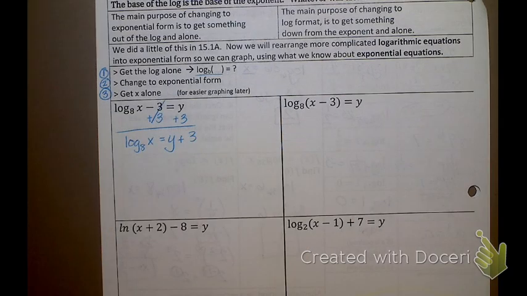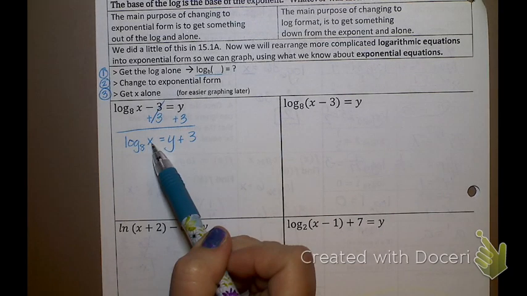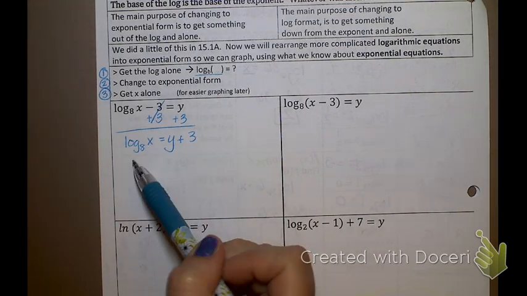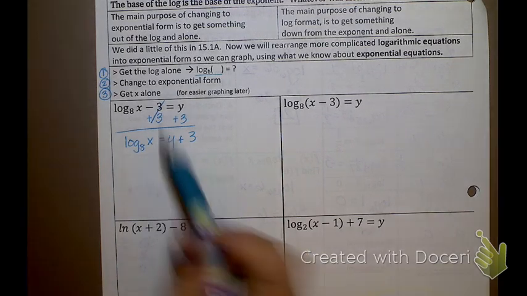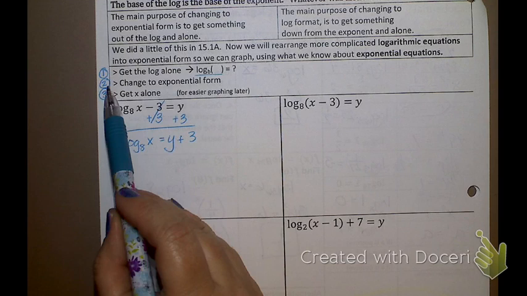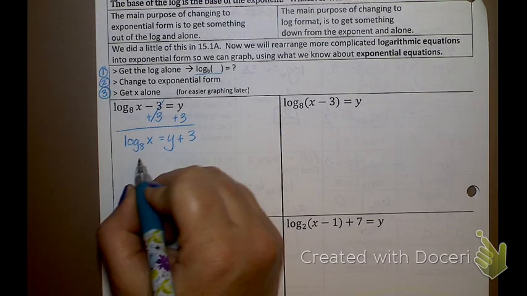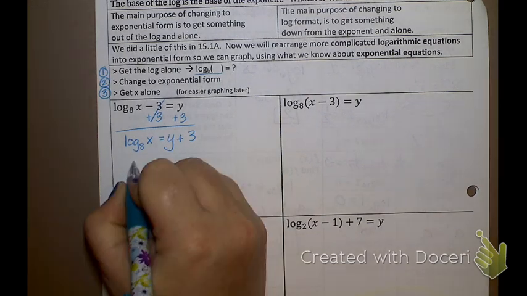Is my log alone? Is x part of the log? No. It is. The base and the number are both part of the log. So my log is alone right now. So now I'm going to go to step 2. What is step 2? Change to exponential form. So if I change this to exponential form, what is the base going to be? What is the exponent going to be? Y plus 3. This whole thing has to be the exponent. So y plus 3 equals what?